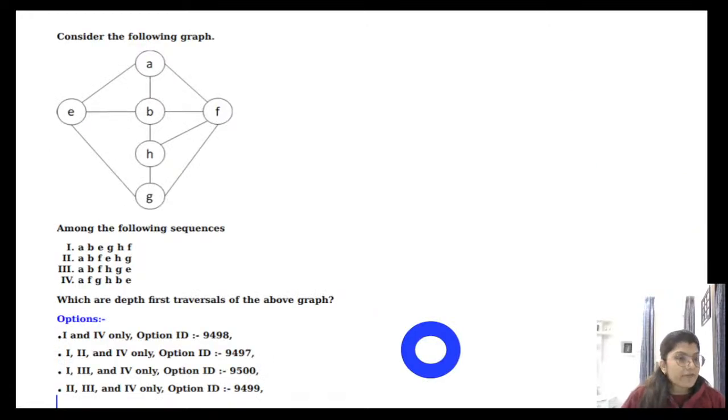Consider the following graph, and among the following sequences, you have to tell which of the following are the depth first traversals of the above graph. Options visible हैं? Clear?